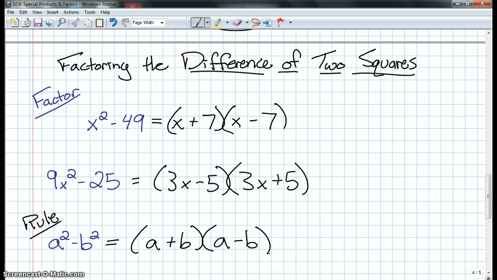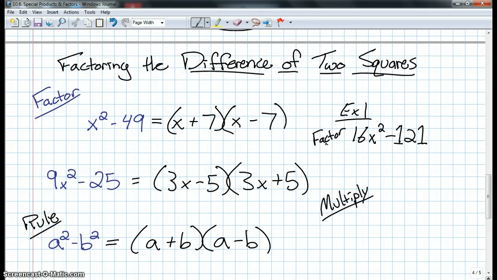A couple others that I want you guys to try on your own and bring those to class on Friday to see how you did. So the first example here to try on your own is 16x squared minus 121. I want us to factor that, 16x squared minus 121, and multiply, so let me write factor here, and multiply. Let's go with 3x minus 5 quantity squared. Okay, work on those two examples, 16x squared minus 121 and 3x minus 5 all squared.